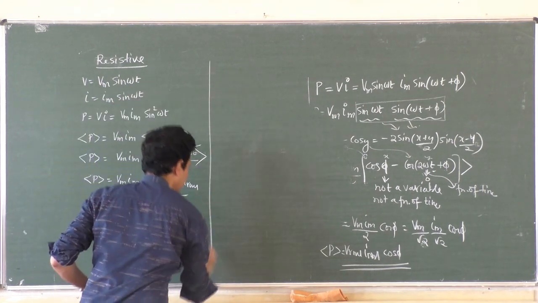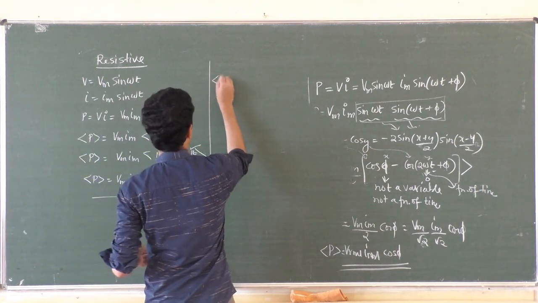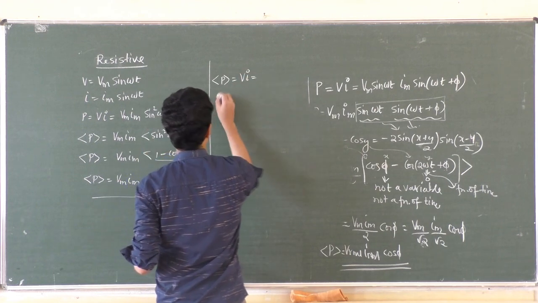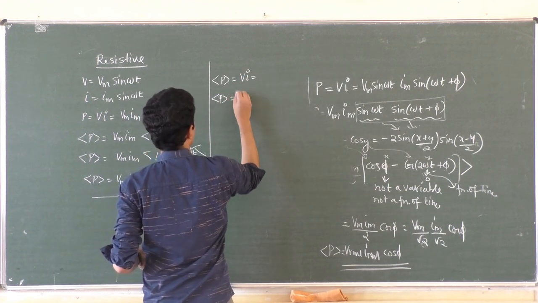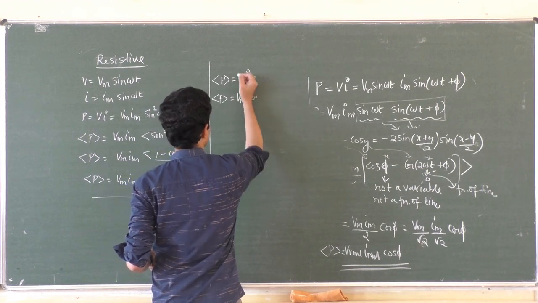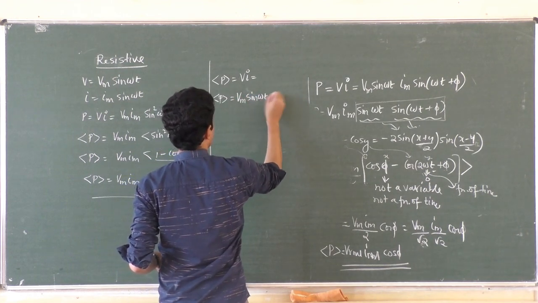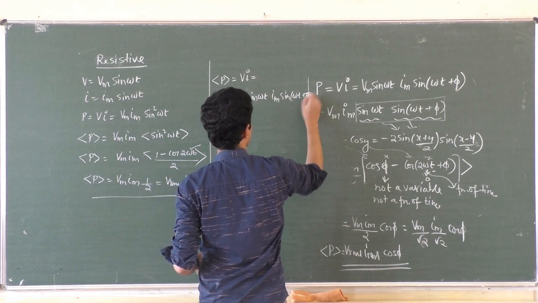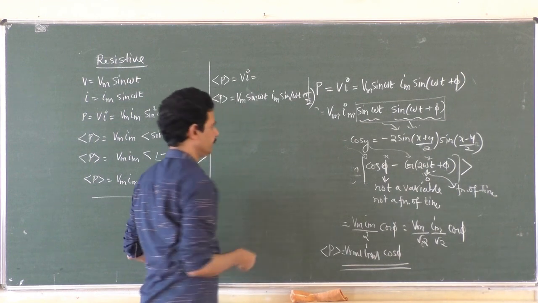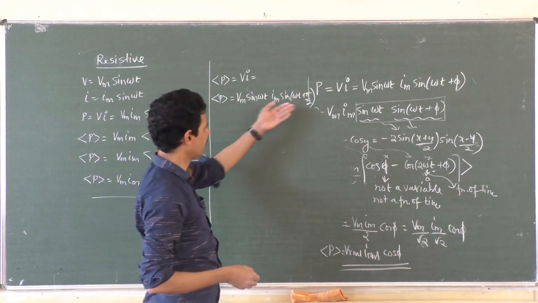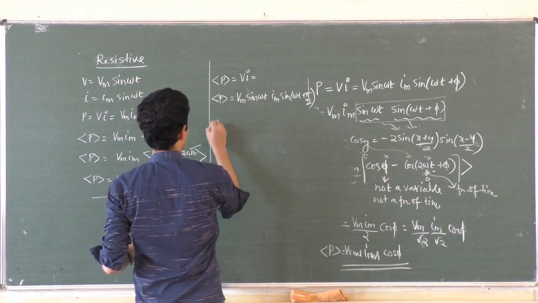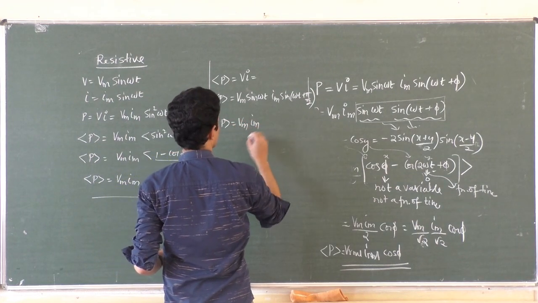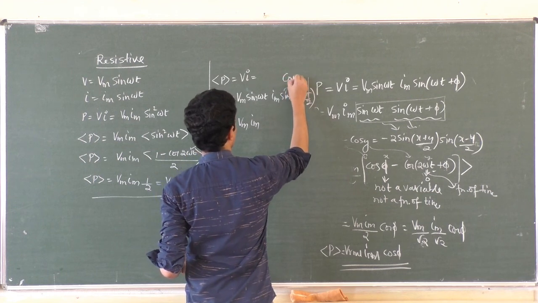What about in purely inductive and purely capacitive circuits? Average power dissipated is equal to V into I. Voltage is Vm sin omega t, and current is Im sin omega t plus pi by 2 in the case of a capacitor, and in the case of an inductor, Im sin omega t minus pi by 2. So what will you get? Average power dissipated is equal to Vm and Im into, this can be written as cos omega t.